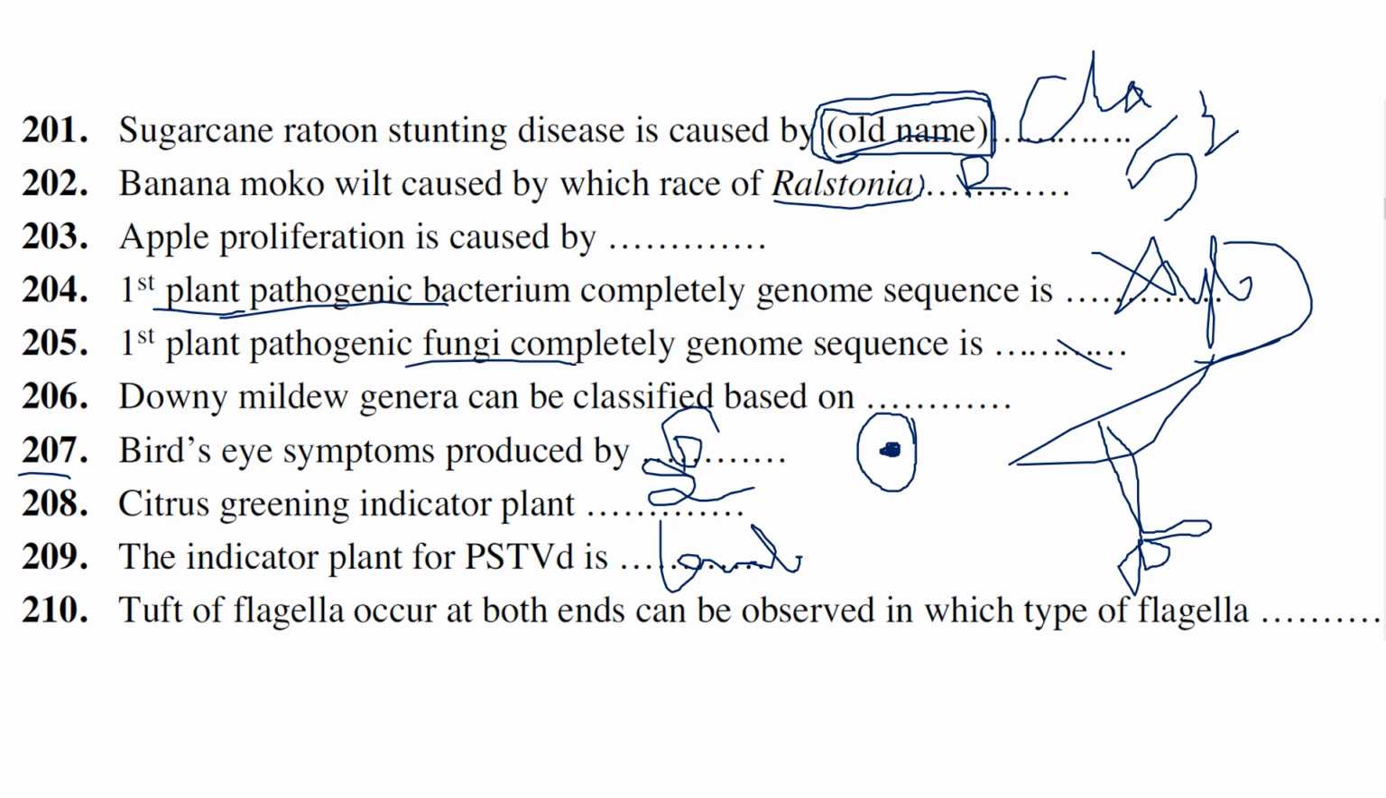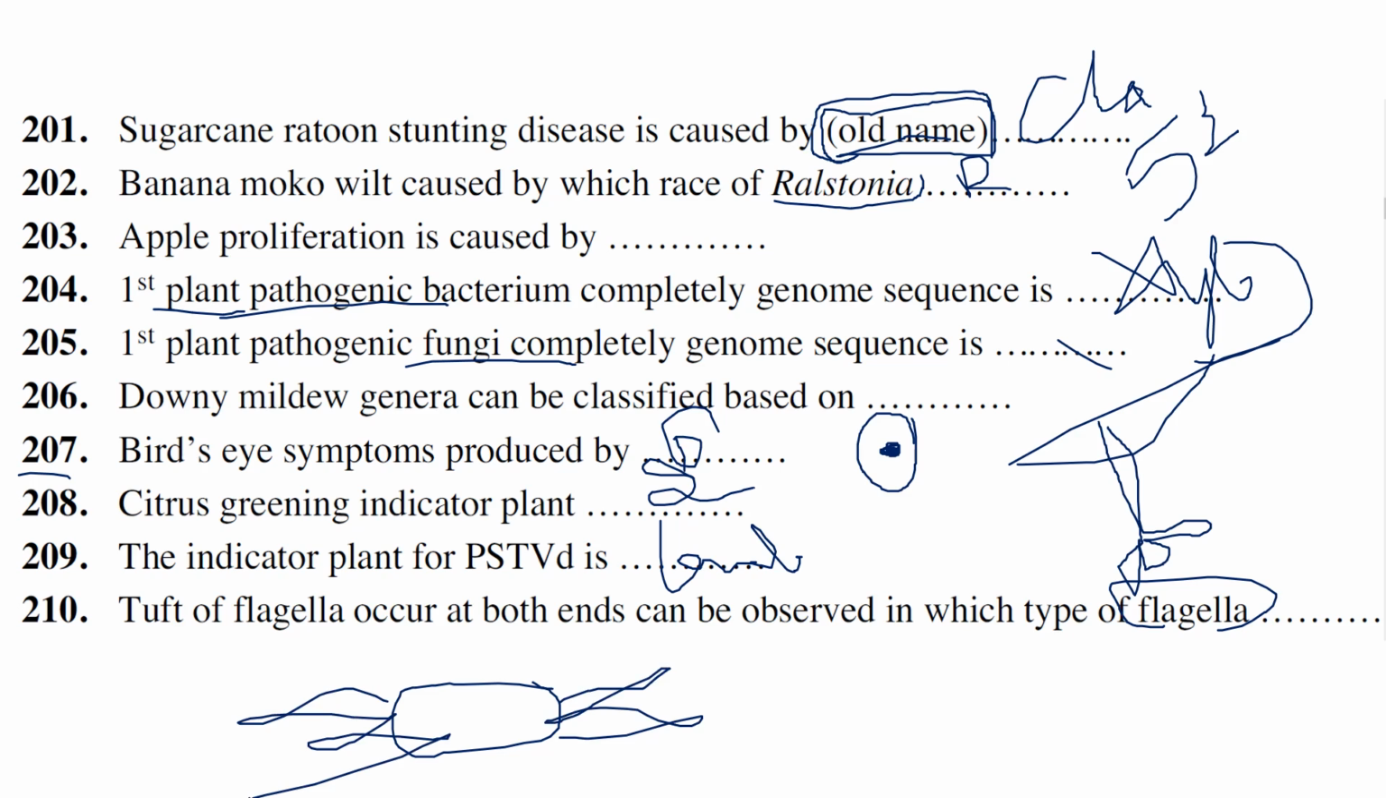The next one, tufts of flagella at both ends can be observed in which type of bacteria, I mean which type of flagella they are asking. If the tufts of flagella are present on both sides, it is called amphitrichous. So amphitrichous kind of flagella has tufts of flagella at both sides. For our understanding, again I will place the different types of flagella in bacteria as well.